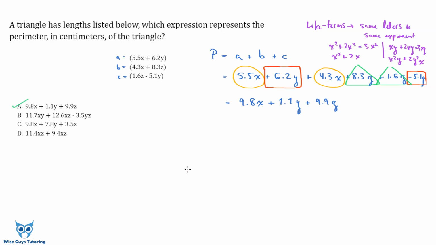All right. Pretty straightforward questions. Just remember you can only add like terms, and remember what makes like terms. Got to be the same exact letters, and they have to have the exact same exponents. All right. Let's move on to the next one.